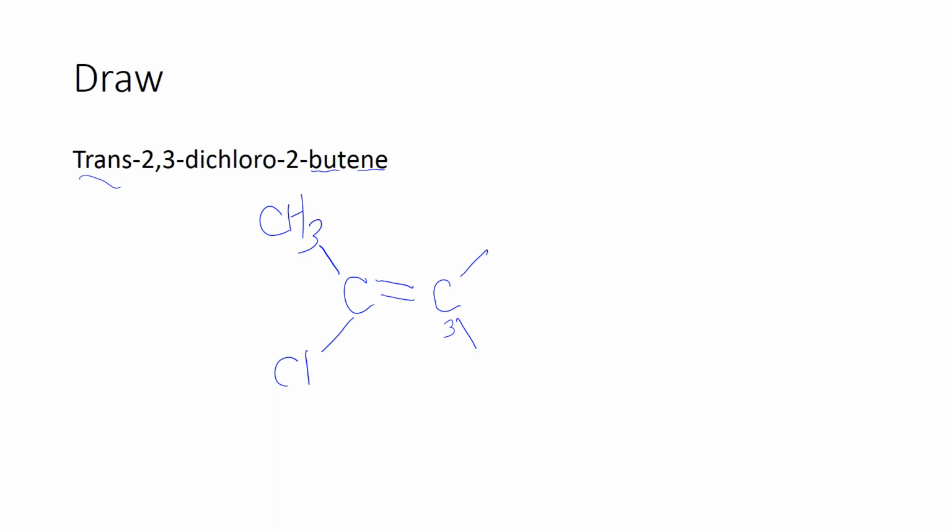So I'm going to go ahead and put my final carbon. So now I have 1, 2, 3, and 4 carbons, so butene. Okay, the double bond is at the second carbon. I have my chlorine coming off of my second carbon as well as my third carbon. Notice that they're trans to each other. And I'm going to erase that red line. So you should come up with the trans isomer for that.